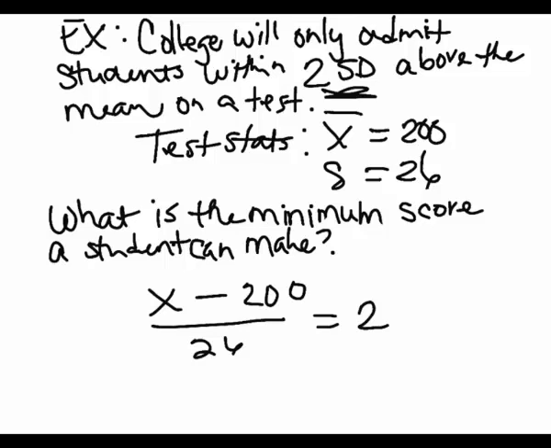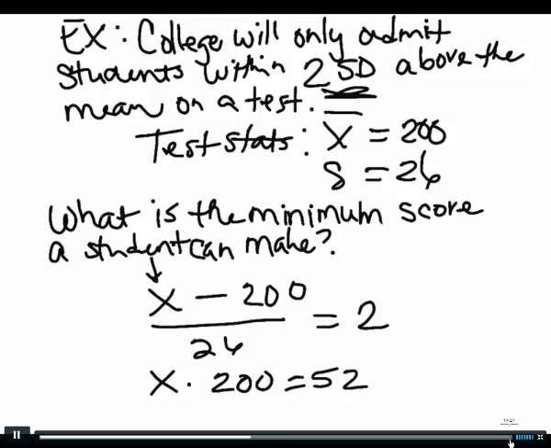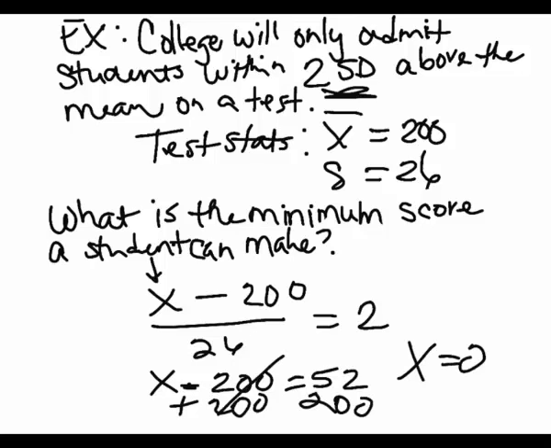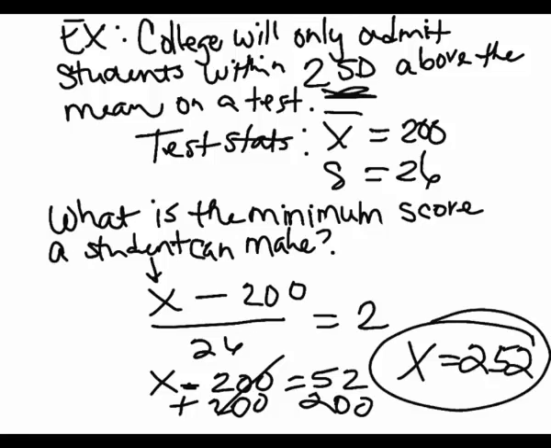This is basic algebra. We're going to solve for x, which is the score, in order to see what the score has to be. So I'm going to multiply both sides by 26. So 2 times 26 is 52. So I get x minus 200 equals 52. Then they're subtracting 200, so I'm going to add 200 to both sides. And I get x equals 252. So this person would have to make a minimum of 252 in order to get into the school.